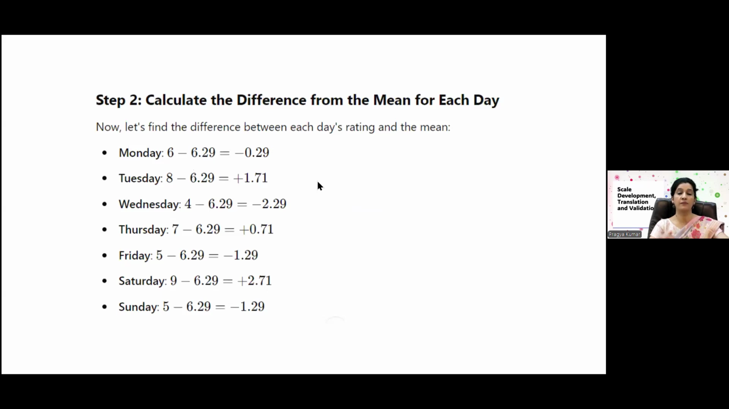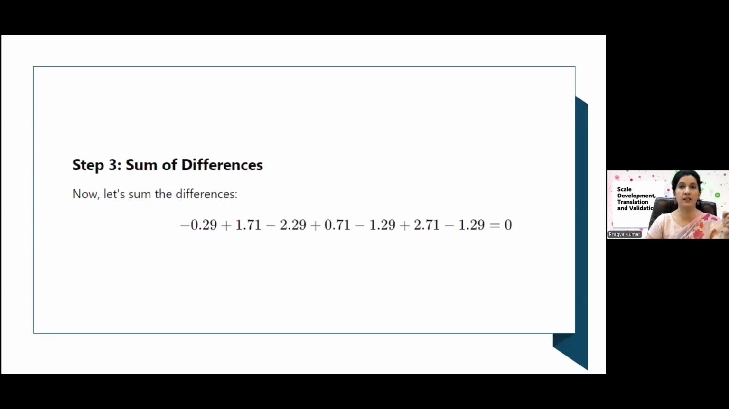Because variance is what? How much I vary from the mean. How much my score is different from the mean score. But this was the difference. If you add all these, what will happen? It will come to 0. That's why there was a concept of variance. Variance is what? You square it, basically.